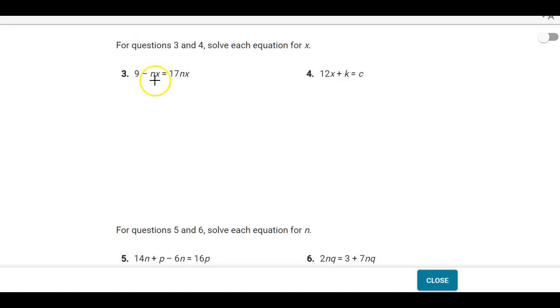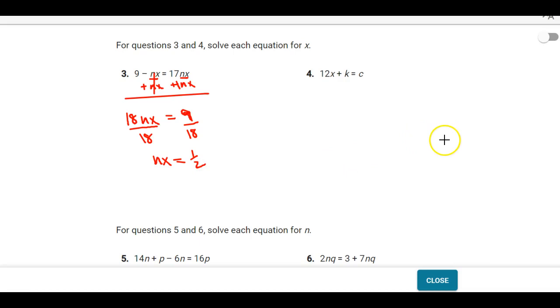right? If I look at this, I know nx and nx, these are like terms, right? So since they're like terms, I'm going to add nx to both sides. When I do that, the 9 ends up being by itself. So I get 17nx plus technically 1nx is going to give me 18nx, right, equals 9. Now, what do I do to get nx by itself? I divide by 18, and nx equals 1/2.